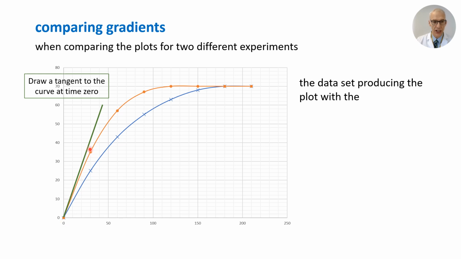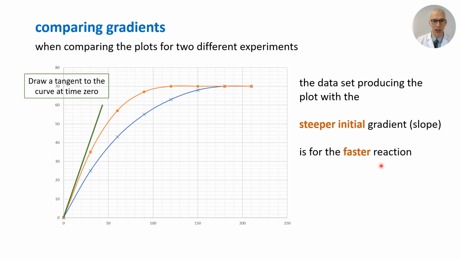So there's my tangent to the curve at time 0 for the orange line. And we can see that if I drew a similar one for the blue line, the orange line would be steeper, that is, it would have a greater gradient, a greater slope, and therefore it is the faster reaction. So the steeper the curve, the faster the reaction. A bit more scientifically, the steeper the tangent to the curve at time 0, the faster the reaction.